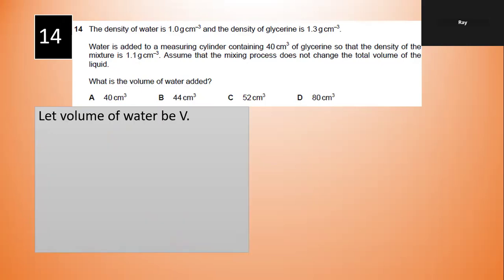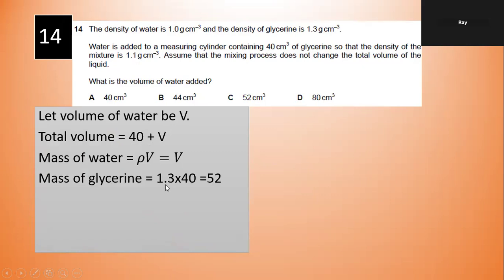Let the volume of water added be V. Total volume is 40 plus V, right? Glycerin plus water. Mass is density times V. Density of water is 1. Volume is V. Mass of glycerin, right? Density is 1.3. We are using gram times 40 cm cube, so it's 52. To find the total mass, add together.